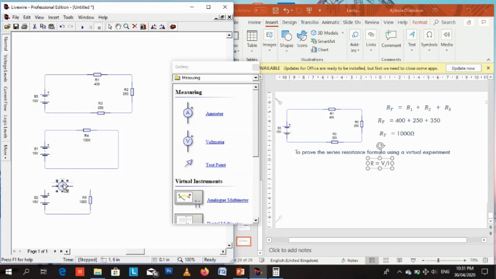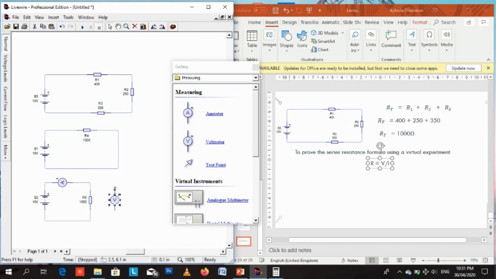Let's first connect an ammeter to measure current through this 1000 ohm resistor, and a voltmeter to measure the voltage across the 1000 ohm resistor. So click, let me drag this down a bit, click, drag down a bit, click.